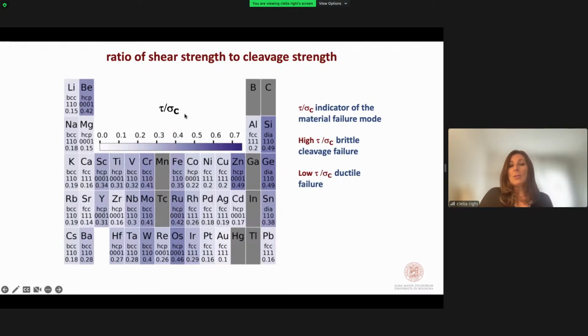But the analysis of the data is also relevant to understand the mechanical properties of materials. For example, here I have reported the ratio between the ideal shear strength and the cleavage strength. And you can easily understand that when this ratio is high, the failure mode of the material will be a brittle cleavage, because it's very difficult to shear while it's easier to cleave. While the opposite situation of low values of this ratio indicates a ductile failure, because it's easier to create a stacking fault to nucleate a dislocation instead of a crack.